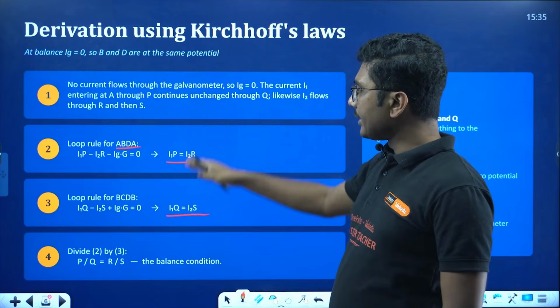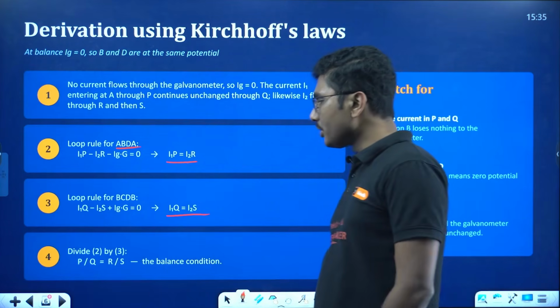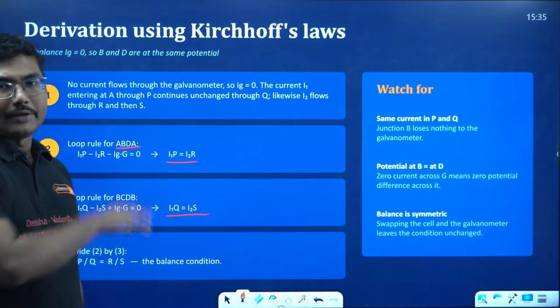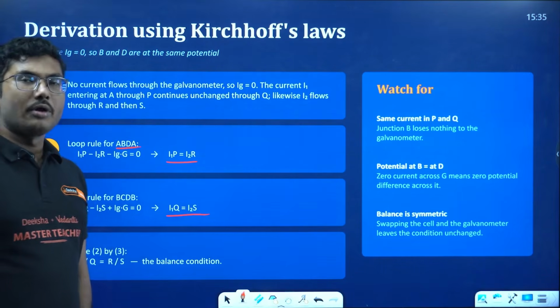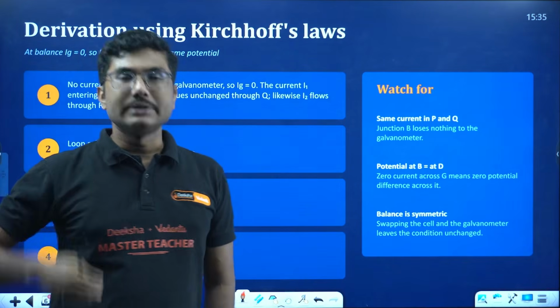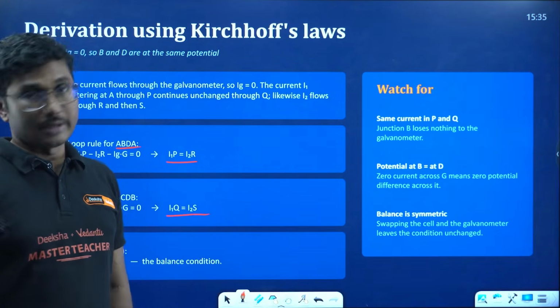Now if you take the ratio of these two equations, you get P upon Q equals R upon S. Okay, easy derivation, very simple. If you just remember these steps, your 5 marks in the board exam will be secured, because there is a high chance this year this will be coming as a 5-mark derivation.